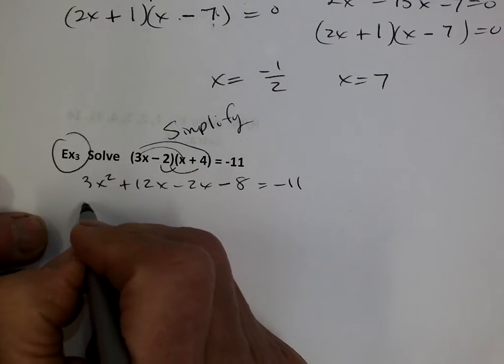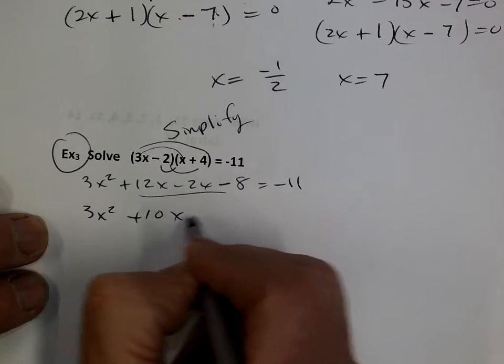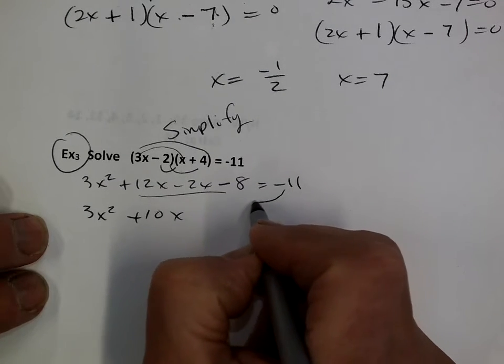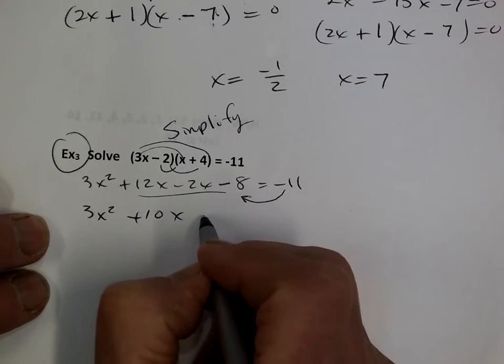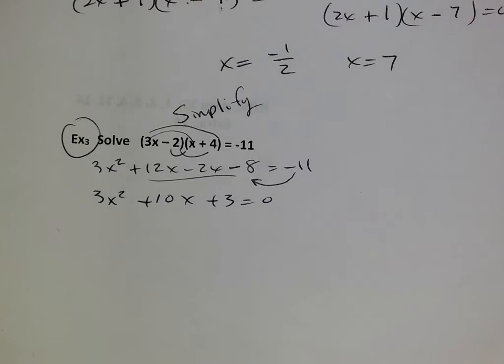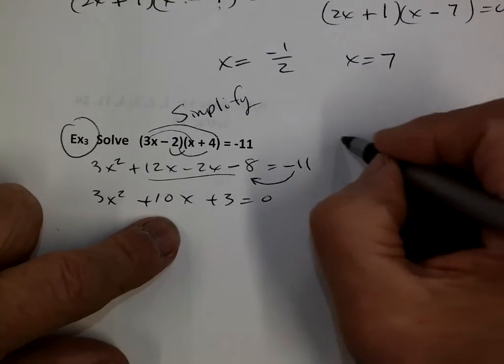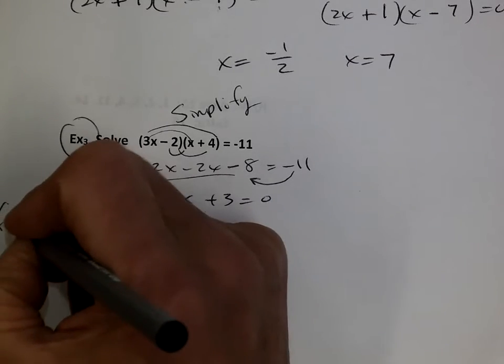I'll have a 3x squared plus 10x, and I'll even bring over the 11. Okay, I'll add the 11, and I'll get a plus 3. This will factor. Good. This one works. So now, once I have it in a trinomial, now I'm going to factor it, okay?